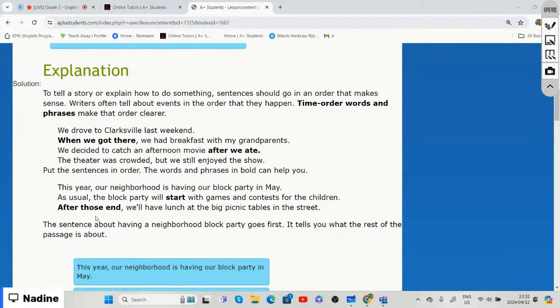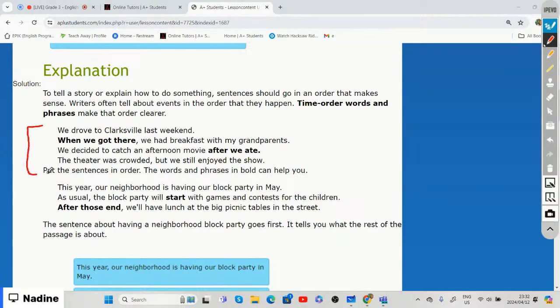So if we look at an example of a time order word or phrase, it says, we drove to Clarksville last week, right? So that's the first thing that happened. We drove to Clarksville last week.